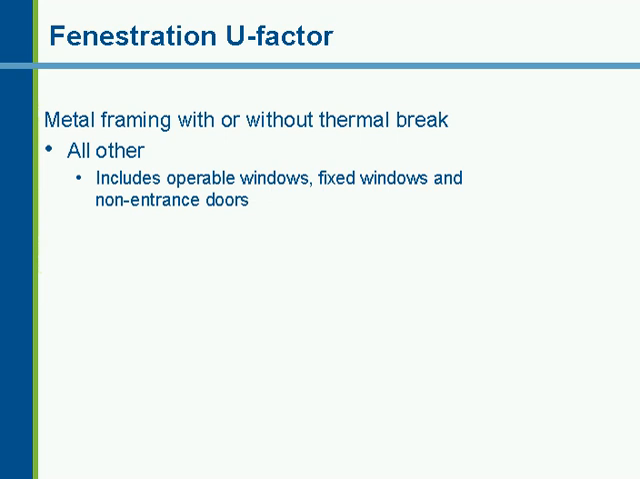The last category is kind of the catch-all, those that do not fall underneath curtain wall, storefront, or entrance door. Then it's going to be metal framing with or without thermal break. It includes operable windows, fixed windows, and non-entrance doors. So if your product does not fall underneath curtain wall, storefront, and entrance door, then it falls underneath this category. And from this standpoint, again, the requirements will range from about a U-factor of 1.2 in a hot climate down to 0.50 in a fairly cold climate.